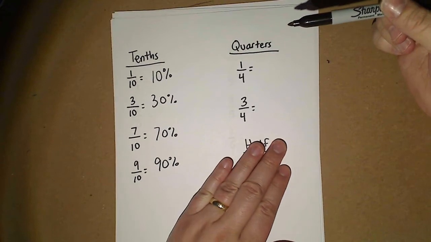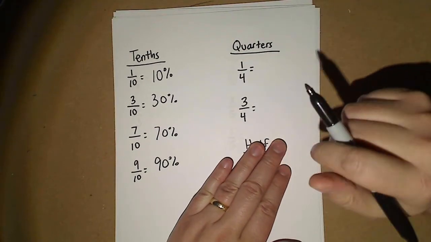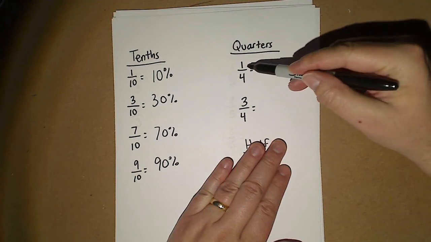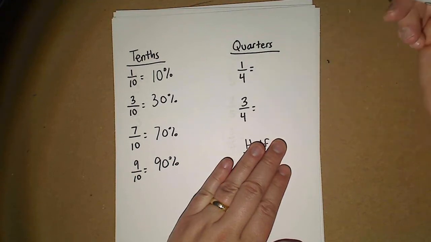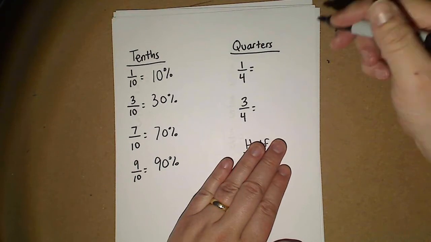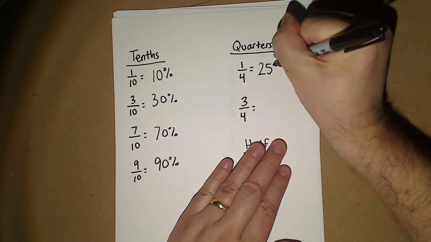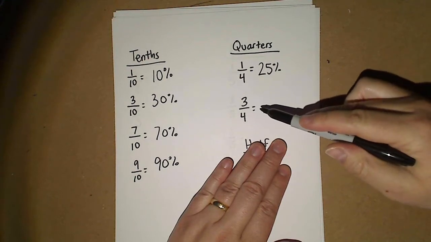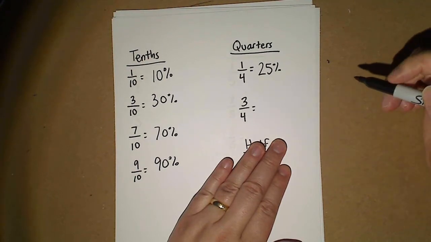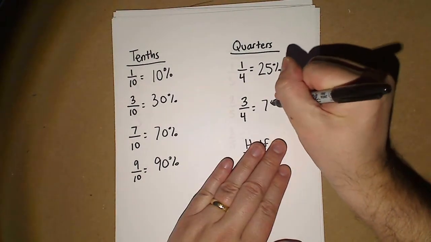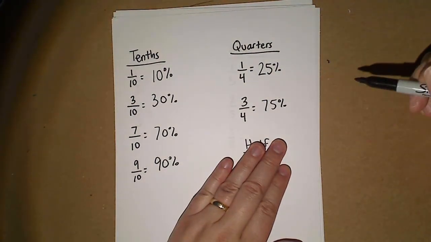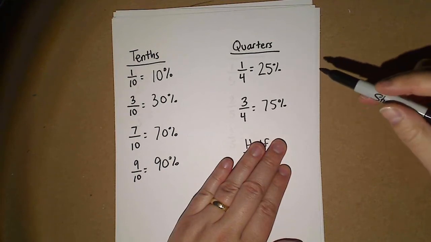Quarters, I want you to think about money, right? Think about a quarter. That's 25 cents. So if you have 1 out of 4 quarters, you have 25 cents. 1/4 is equal to 25%. And just think, if you had 3 quarters, well, that would be 75 cents. And 3/4 is 75%. Again, hopefully, that kind of makes sense for you logically, just thinking about quarters.